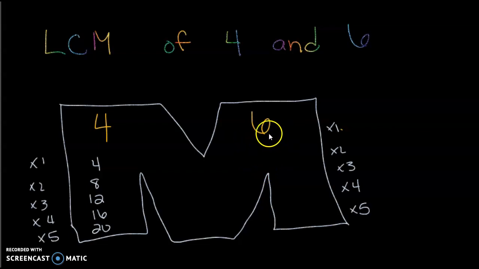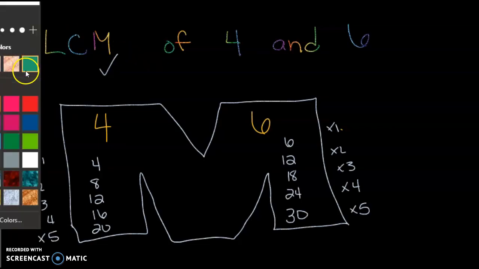All right, let's do 6. 6 times 1 is 6. 6 times 2 is 12. 6 times 3 is 18. 6 times 4 is 24. And 6 times 5 is 30. So we did the multiples part. Remember, we have to go backwards. The next thing we need to do is find the common ones.